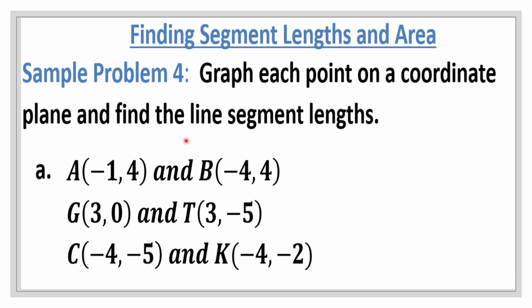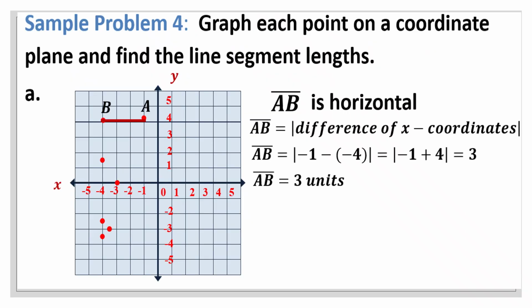Now, for example number 4: graph each point on the coordinate plane and find the line segment length. Okay, let's try this one. For A, we have negative 1 and 4. B is negative 4 and 4. For G, we have 3, 0. T is 3, negative 5. C is negative 4, negative 5. And point K is negative 4 and negative 2. So let's see how it was done.